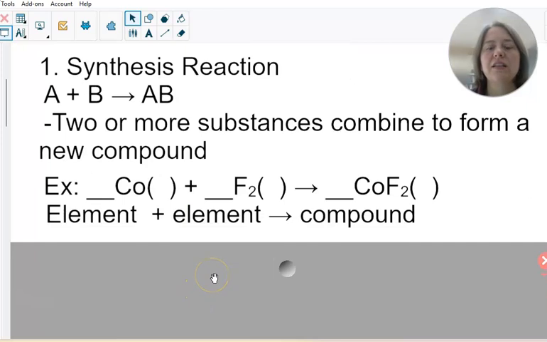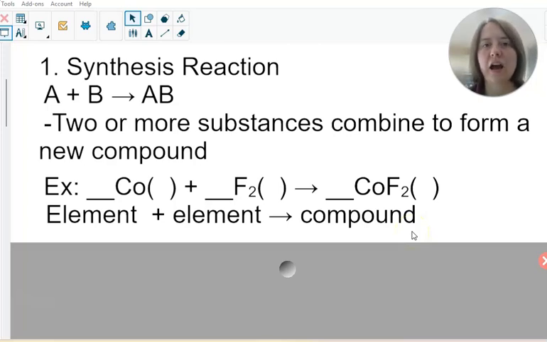And I'm going to have you write down this example, which is an element plus another element to make a compound. So we have cobalt and fluorine will make cobalt fluoride. I would like you to take a moment and balance this equation and then add in your states of matter. And just a reminder on your states of matter, if it's an element, you can look at the periodic table, and then if it's a compound, you should decide, is it an ionic compound or a covalent compound?